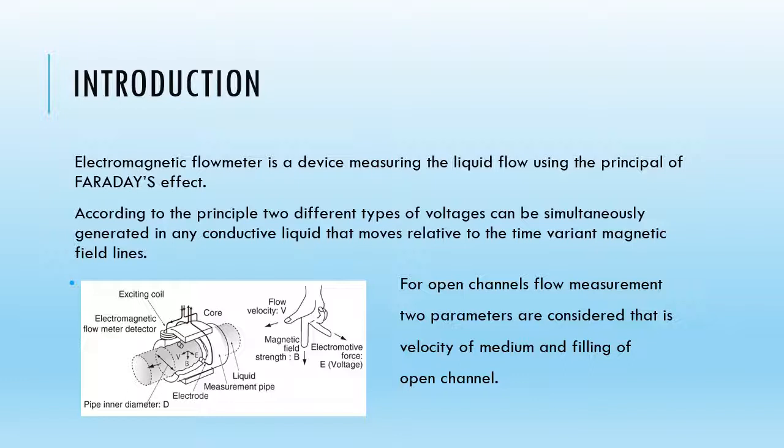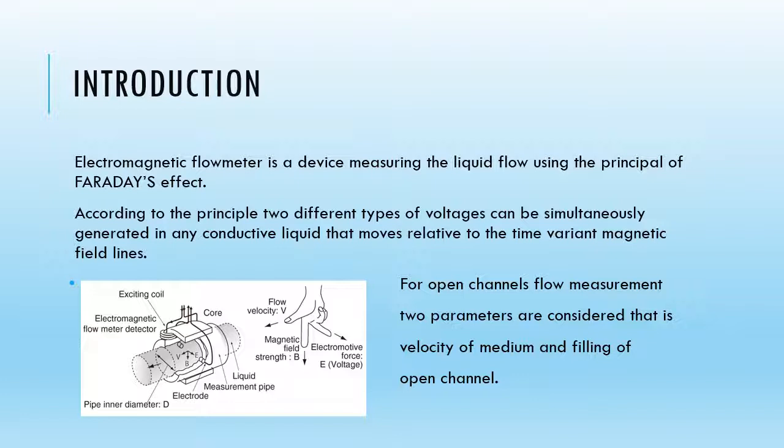channel varies and local stream fluctuates. It works on Faraday's effect. According to the Faraday's effect, two different types of voltages can be simultaneously generated in any conductive liquid that moves relative to the time-variant magnetic field lines. A schematic diagram of electromagnetic flow meter is shown in the slide.